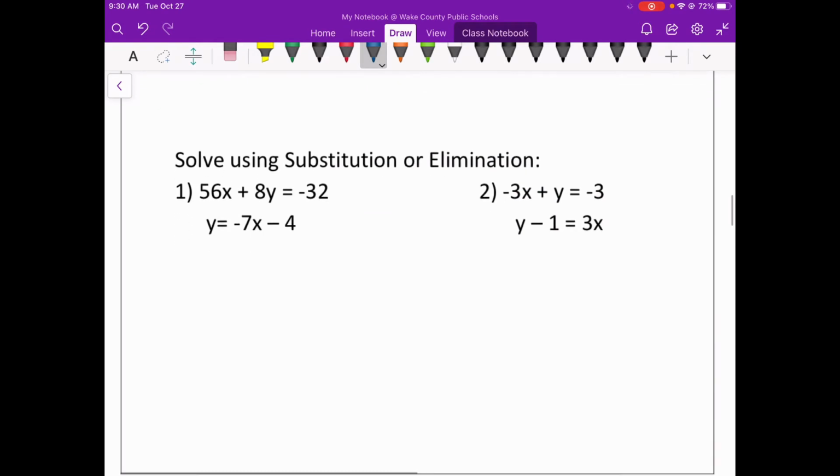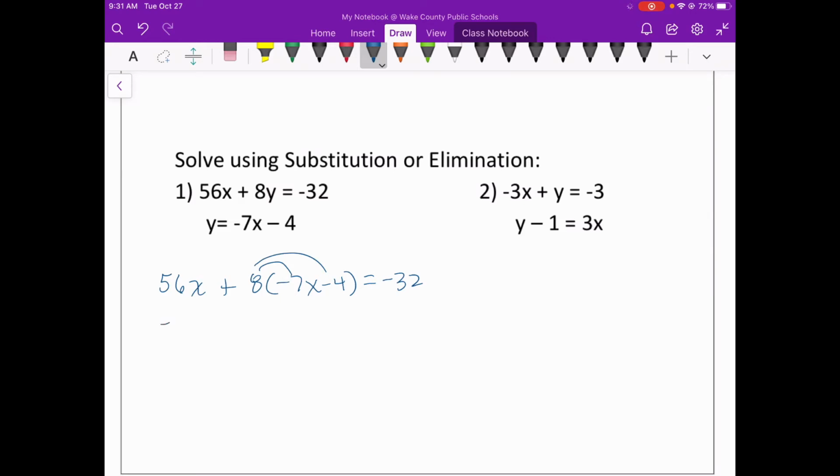All right, so we're just going to use substitution for that first one because y is by itself. So we're going to solve this equation. I'm going to take the y value and plug it into that y value in the first equation. So I've got 56x plus 8, and instead of y, I'm going to put negative 7x minus 4, equals negative 32. Again, that substitution is what I'm using in number one. If you'd rather do elimination, that's totally fine.